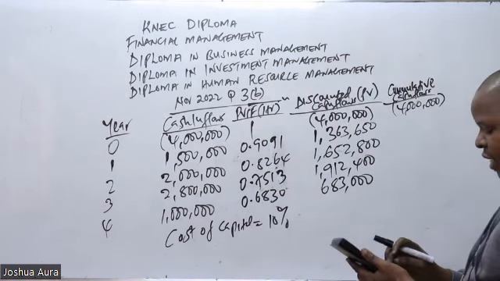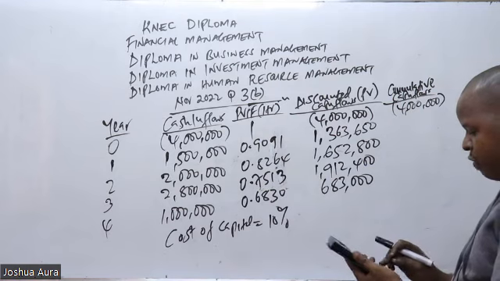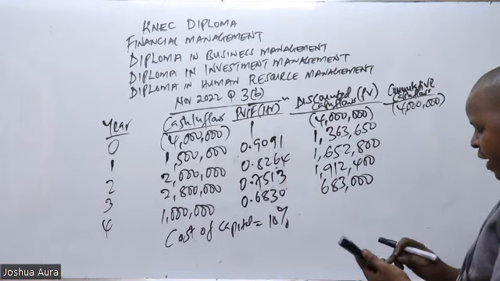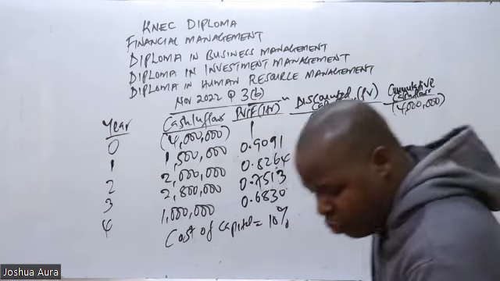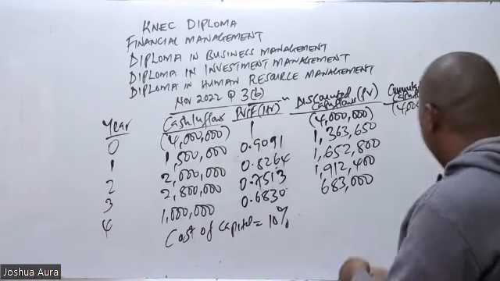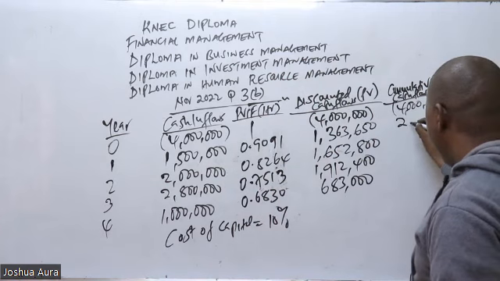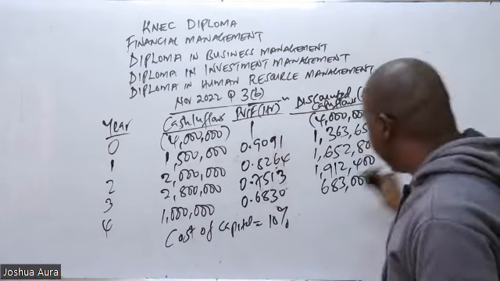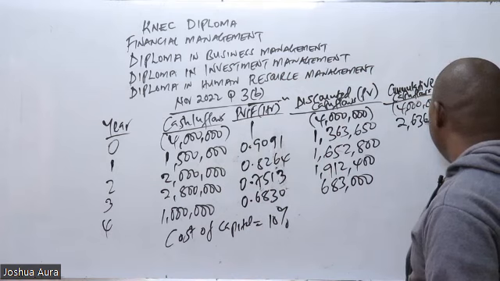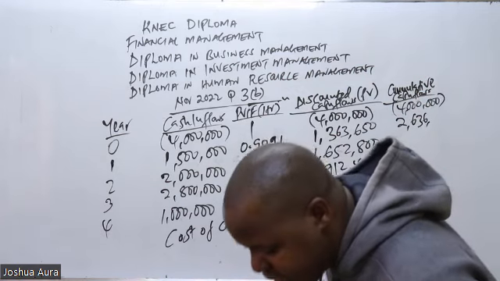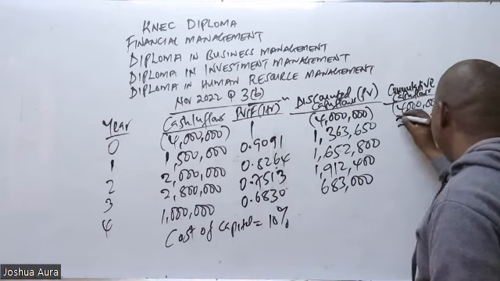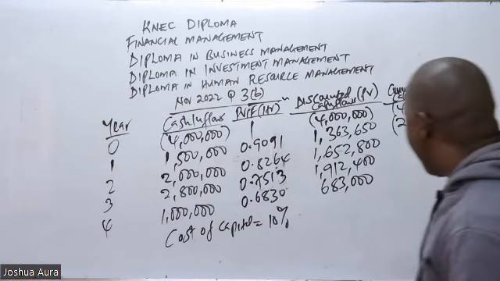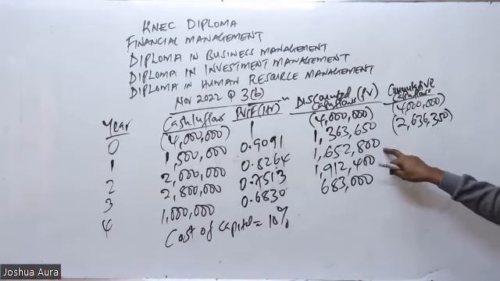It will be minus 4 million plus 1,363,650. So what are we getting? We are getting minus 2,636,350, but it is a negative.